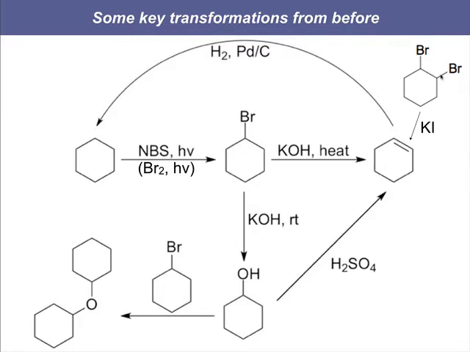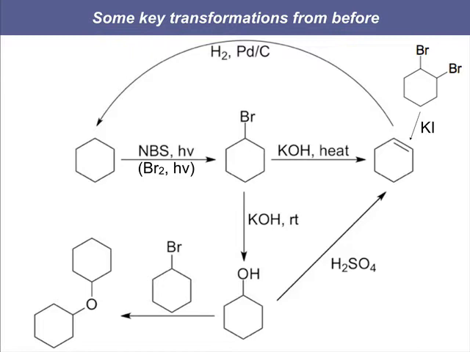Last time, we looked at E2 elimination of vicinal dibromides with KI. So we added that as another reaction here that we could use to arrive at our cyclohexene. We learned about hydrogenation, where we could take an alkene and hydrogenate it into the alkane. We also looked at using alcohols as nucleophiles to substitute a haloalkane to make an ether.